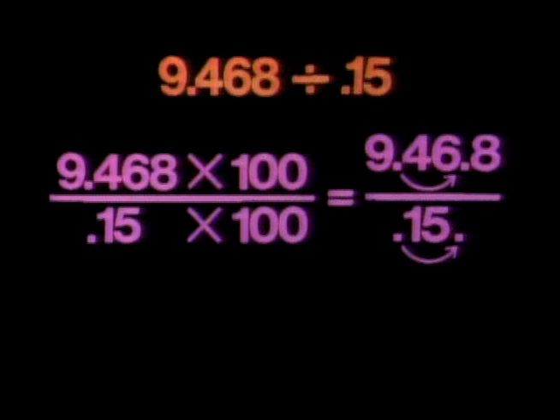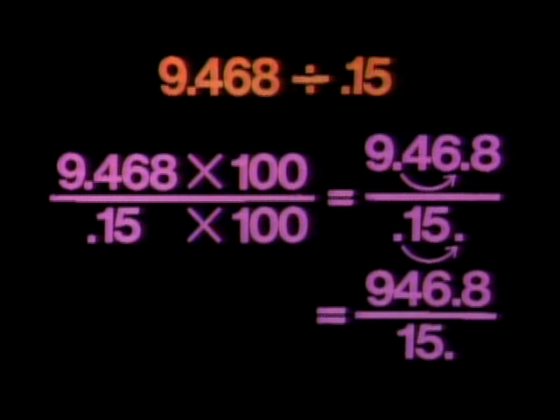The division problem is now 946.8 divided by 15. And we achieved our goal. The divisor is, in fact, a whole number.